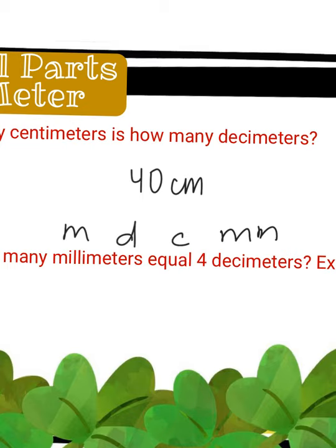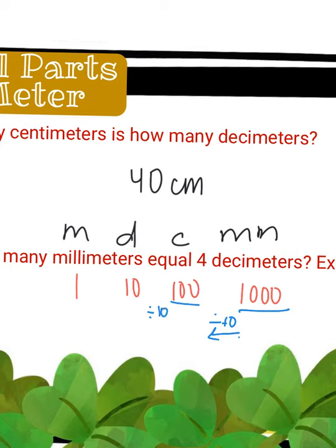If you notice, if I had 1,000 all the way down here, and then 100, and then 10, and then 1, what's happening from here to here? I'm dividing by 10 to go this way. Which means I would divide by 10 again to go from the centimeters to the decimeters, and then to go from the decimeters to the meters, I would divide by 10 again. Okay? So 40 divided by 10 equals 4 decimeters. How many millimeters equal 4 decimeters? 400.